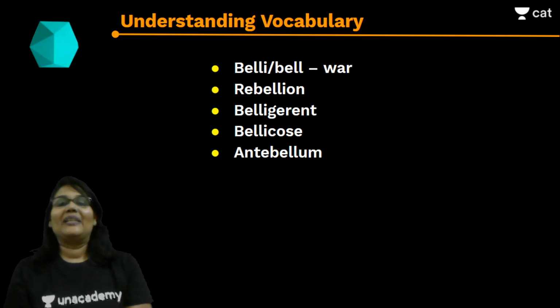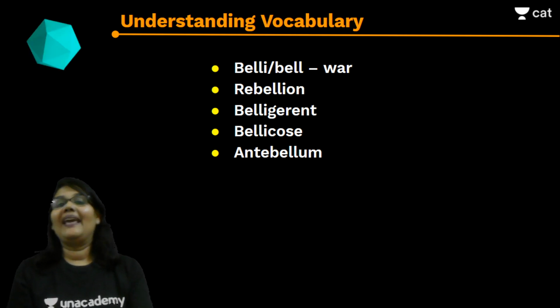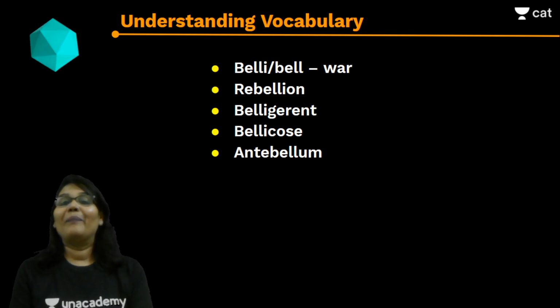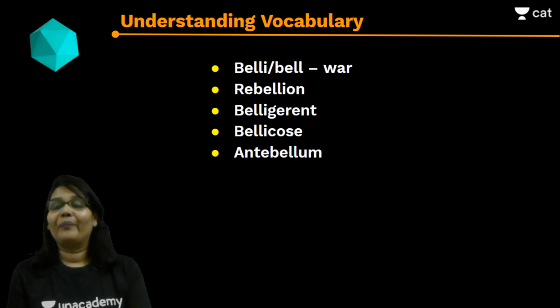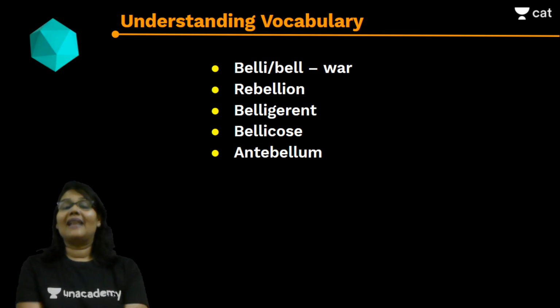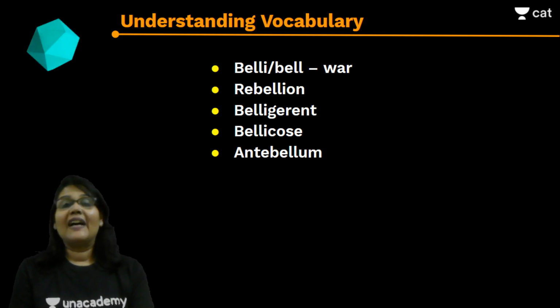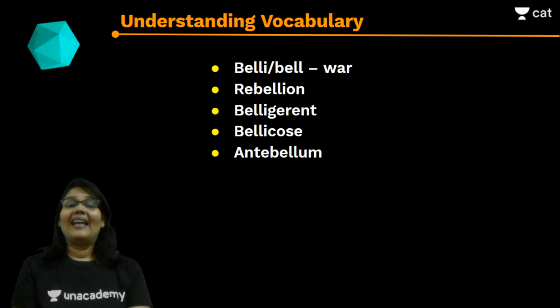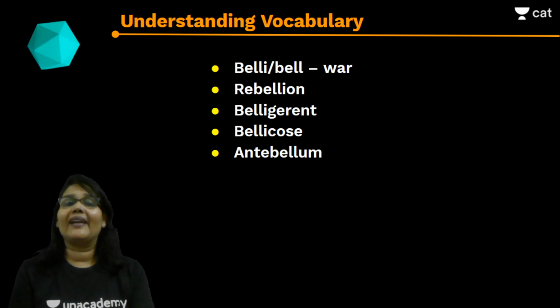Great. Look at this word, B-E-L-L-I, B-E-L-L. Now this bell is not belly, the stomach, okay? I am not talking about the stomach. Okay, B-E-L-L-I or B-E-L-L, the meaning of the root word is war. So what are the words that we can derive? The first one is rebellion. What is a rebellion? Rebellion is a protest. Isn't it connected to war, fight? Right? Let's look at the next word, belligerent.